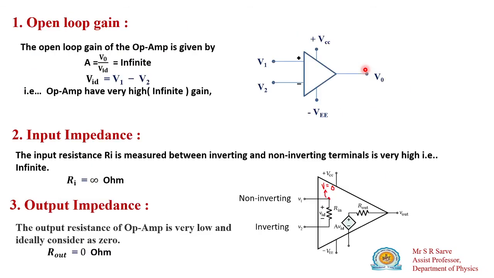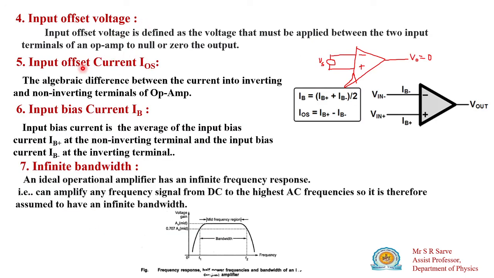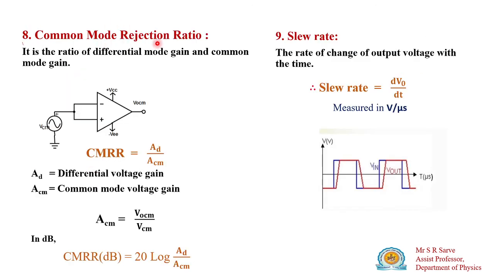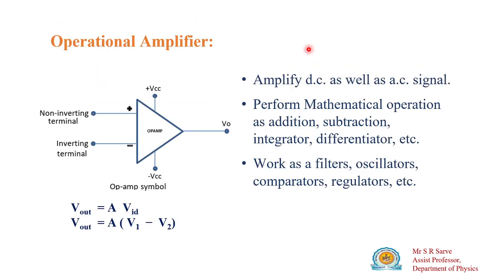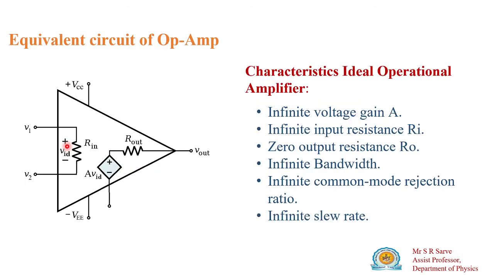And what are the parameters of an operational amplifier? First is your open loop gain. Second is your input impedance, third is your output impedance, fourth is your input offset voltage, input offset current, input bias current. It should have infinite bandwidth, infinite common mode rejection ratio, that is most important. What is common mode rejection ratio? Differential gain to the common mode gain. And the ninth one is your slew rate. And this is the symbol for the operational amplifier. Remember that the positive terminal is your non-inverting terminal and the negative terminal is your inverting terminal, and this is the equivalent circuit of your operational amplifier.